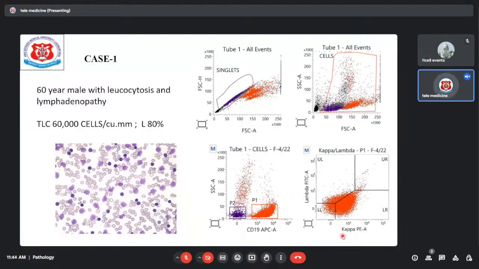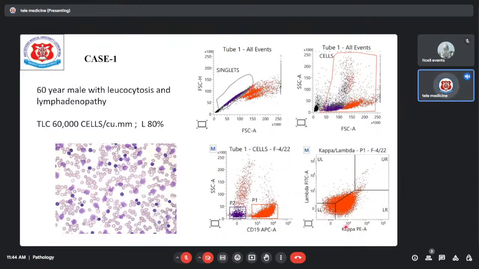Now this is case 1, just to show you a few cases of how the approach is done. A 60-year-old male with leukocytosis and lymphadenopathy. The peripheral smear is very classical of CLL. Singlet cell gating you will learn in the subsequent hands-on after lunch. This is forward versus side scatter. We have gated a CD19 positive population. Okay, your population is CD19 positive.